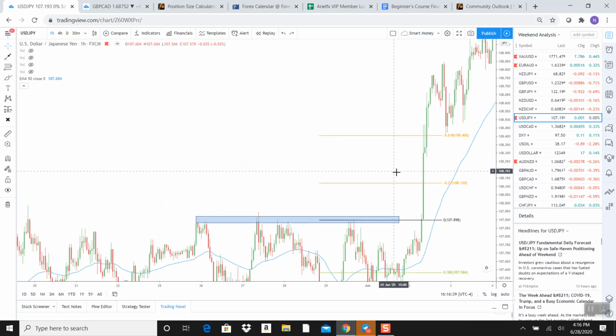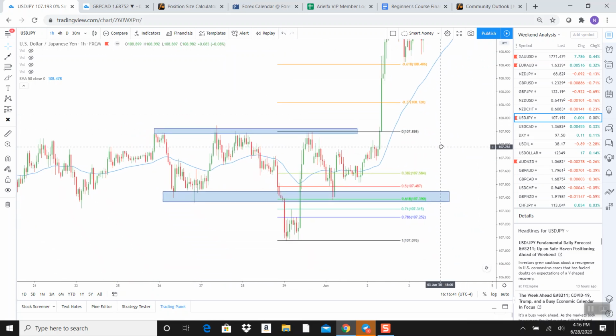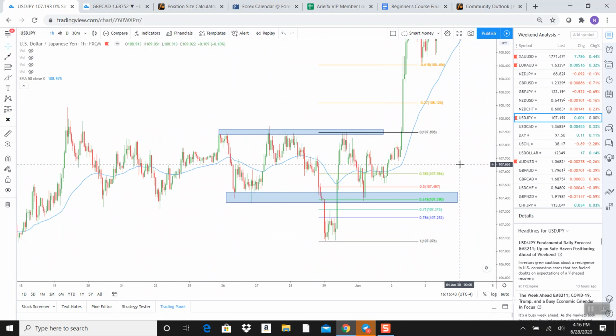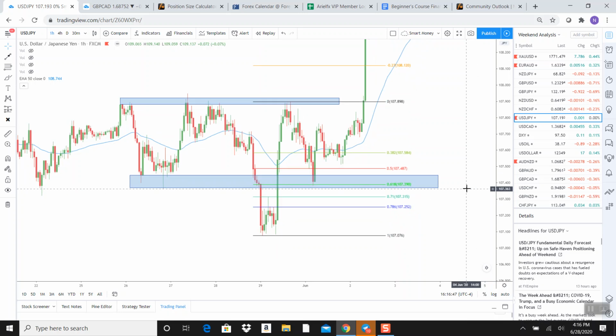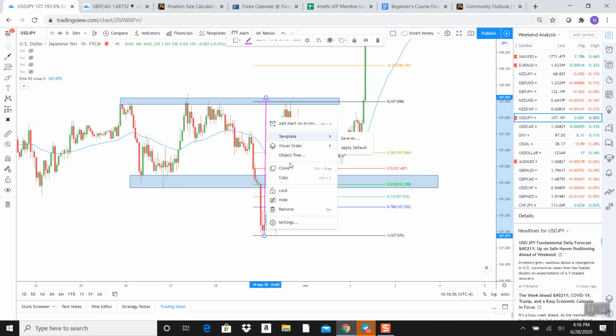Now, where would be your targets on this? Well, you could identify a potential target on the higher time frame, or the rule of thumb for me is if you are looking at an inverse head and shoulders or regular head and shoulders, you can duplicate the range, all right, from the head to the shoulder line. So duplicate it.